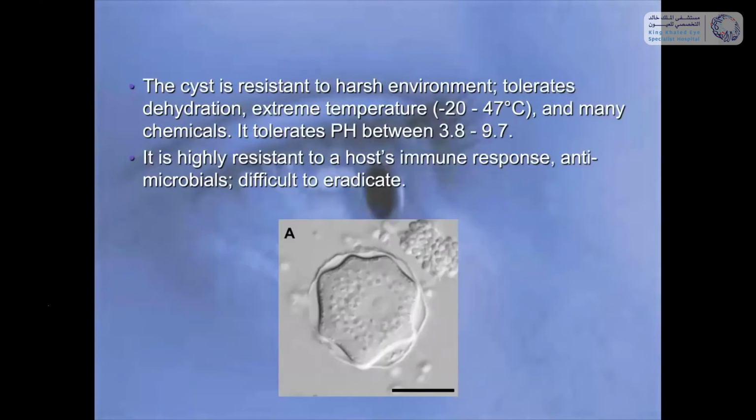The cyst, as I told you, is resistant to harsh environments. It can tolerate dehydration, extreme temperature, from -20 to plus 47, and many chemicals. It tolerates pH between 3.8 and 9.7. It is highly resistant to host immune response and antimicrobials, so it is difficult to eradicate.